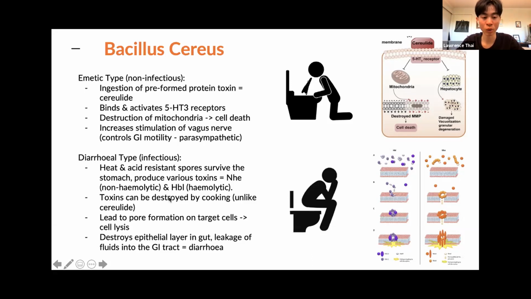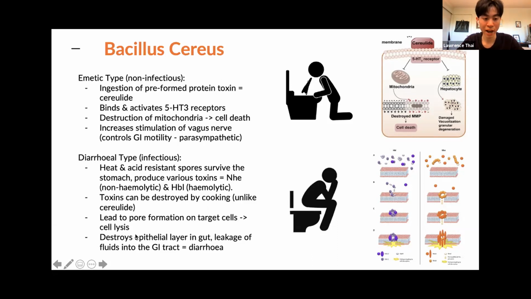These toxins, however, unlike this one, this toxin is heat resistant. So when we cook it, we have to heat it up to a fairly high temperature in order to kill this protein toxin. Whereas these ones can be destroyed easily, which is why these aren't preformed, which is why this is an infectious type and not a non-infectious type, because they can be destroyed when we cook it.